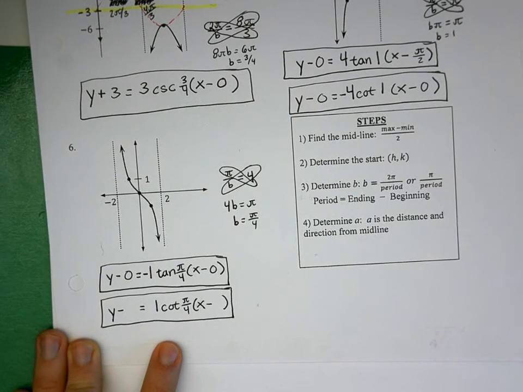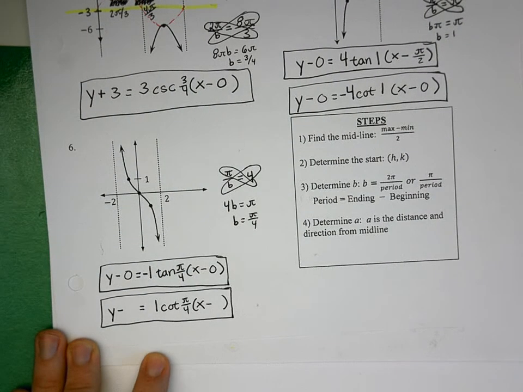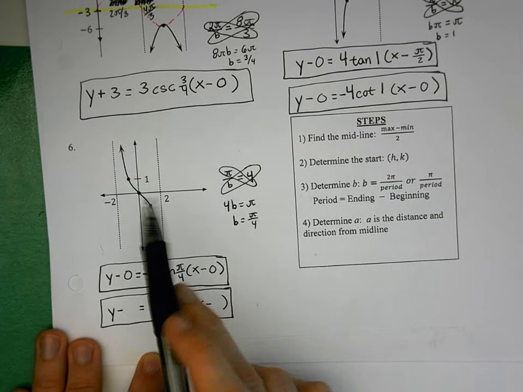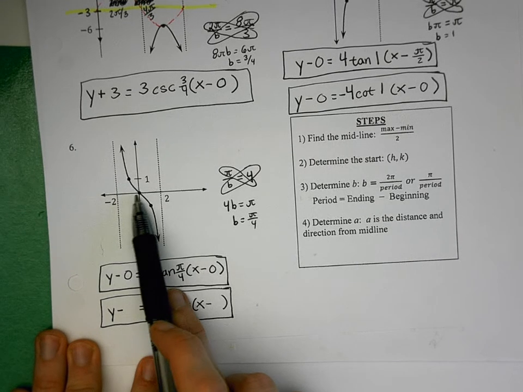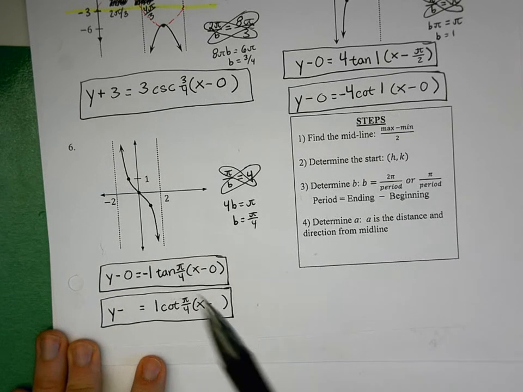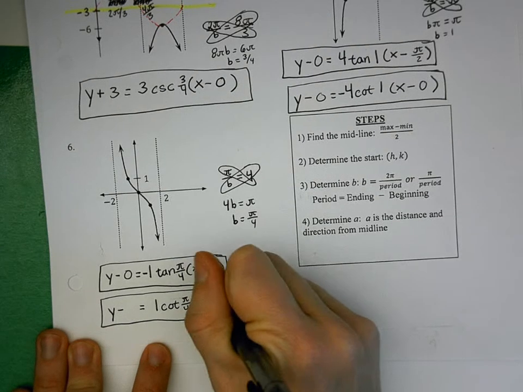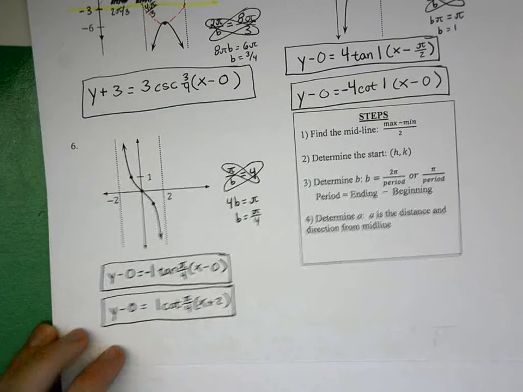Biggest change, what's my hk for cotangent? Okay, your hk is on your left asymptote, aligned with your middle point, so my hk in this case is at negative 2, 0. So we have negative 2, 0. Okay, and that's writing equations.